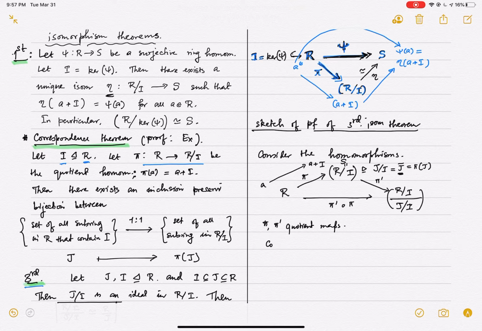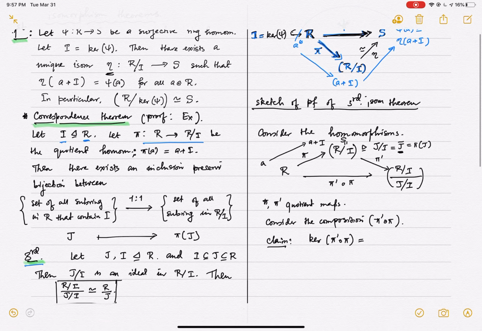So consider the composition. The claim is that what you need to check, this is where you have to do some work, is that the kernel of this map is, have you guessed it? It's J. And once you prove that, then you are done by the first isomorphism theorem.